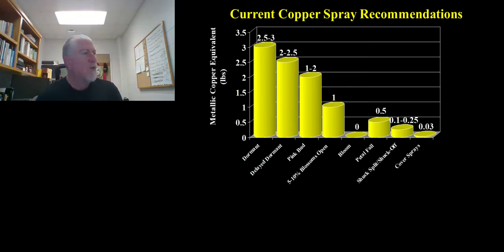If you were to ask me, where do you want to target coppers if you can only put out like one or two? Probably the closer you can get to bloom, the better. If you put out early copper applications, the bacteria may have an opportunity to revive itself coming out of the cankers. So I like to target these applications to make sure I get as close to bloom as possible without going into bloom. You can see here's one for the 5 to 10% blossoms open. But you don't want to damage your flowers, but nonetheless, you do definitely want to target it there.